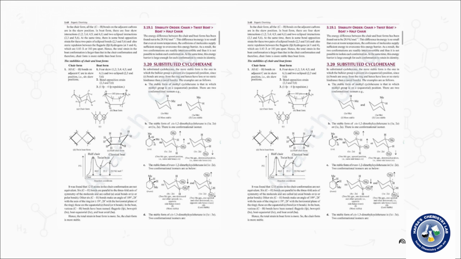First, we have the axial bonds. These are the ones pointing straight up and straight down, parallel to the ring's vertical axis. Then we have the equatorial bonds. These point outward, radiating around the perimeter of the ring, kind of like the equator of the Earth.